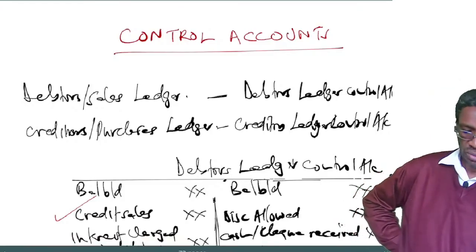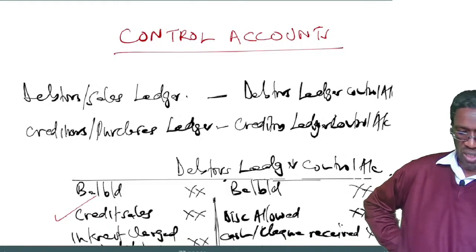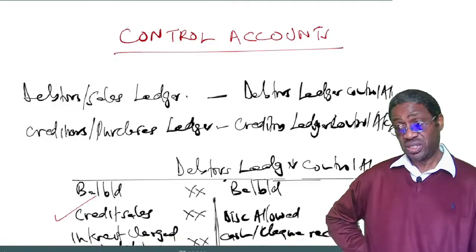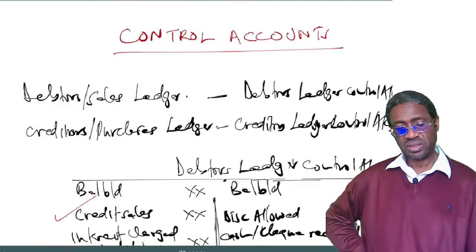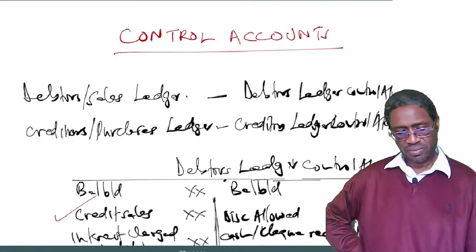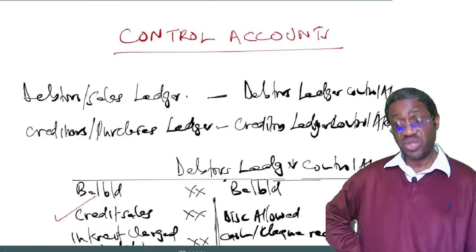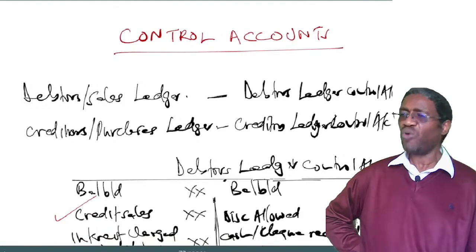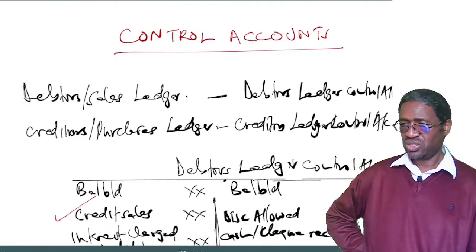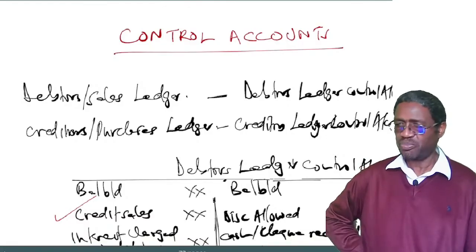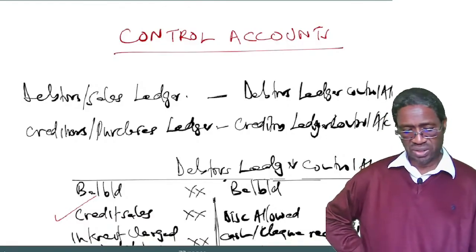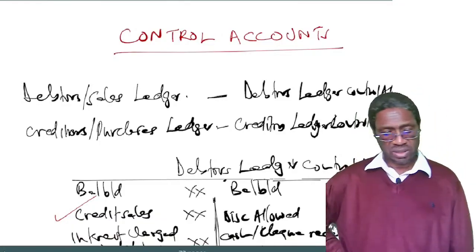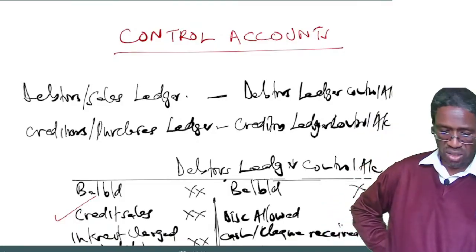And therefore, a solution to this is to come up with a type of trial balance for each ledger.